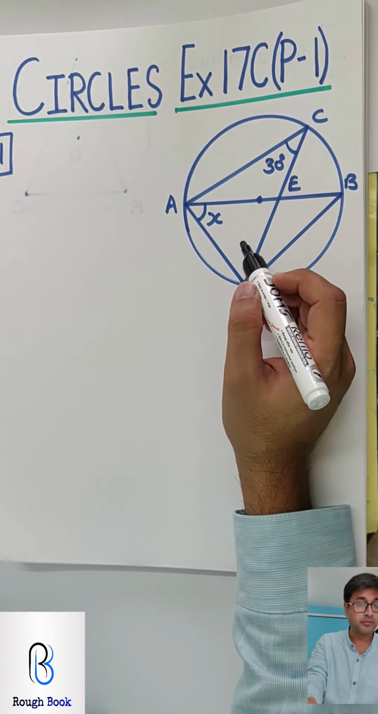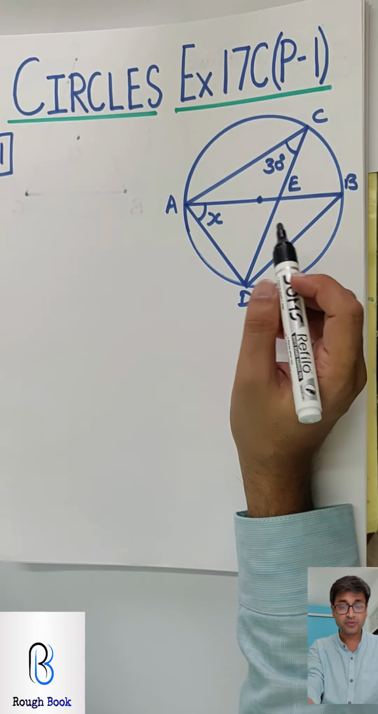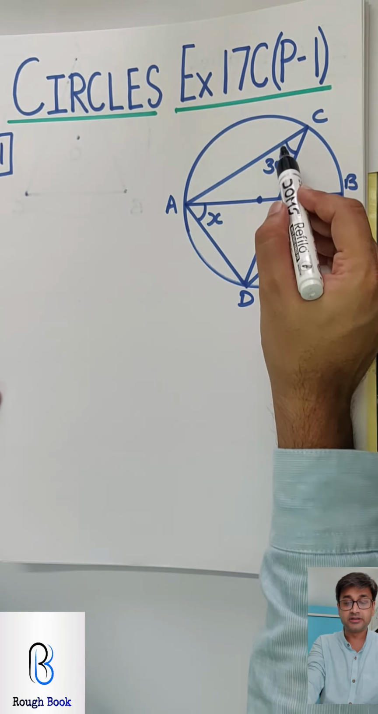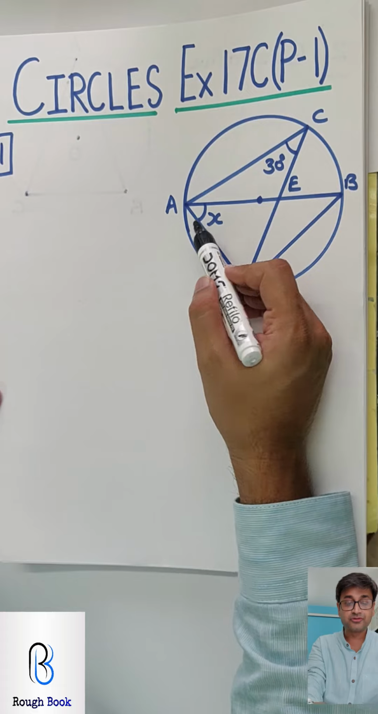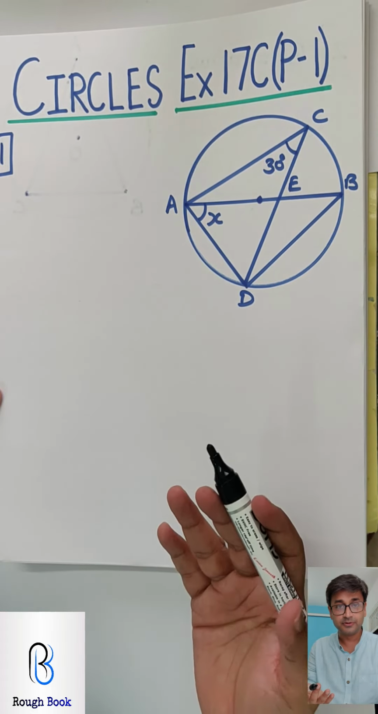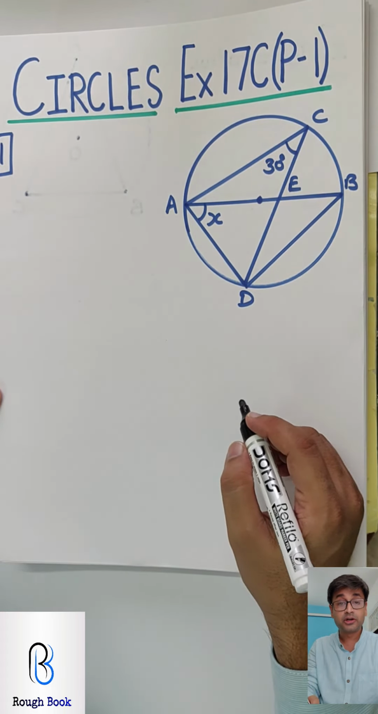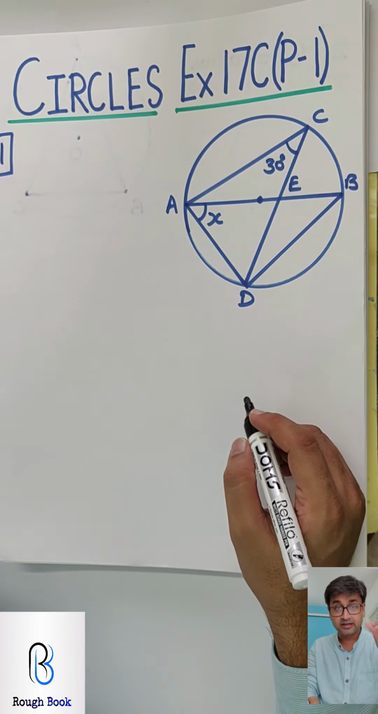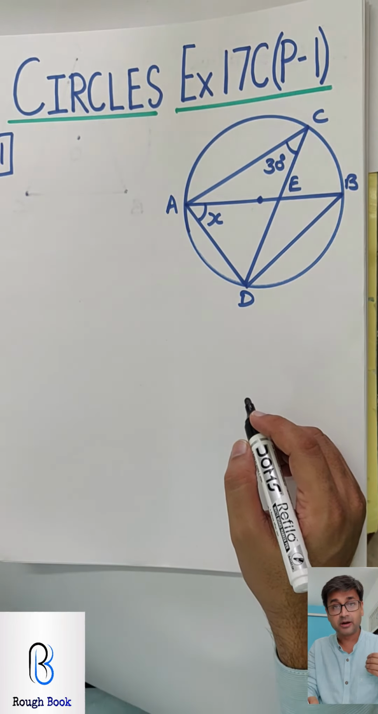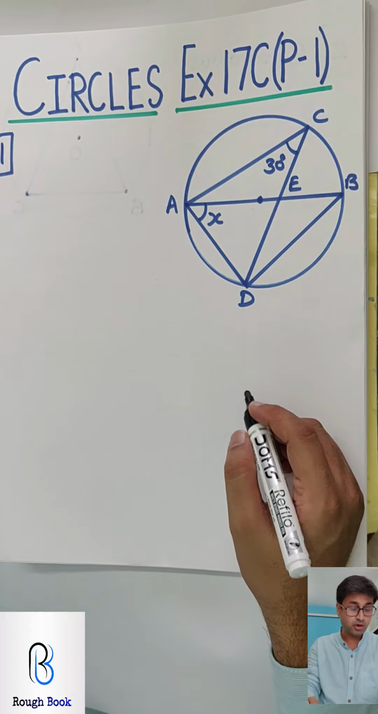Alright, this is your sum number 1 from exercise 17C. They say that AB is a diameter, this angle is 30. Your target is to find this angle X. Damn simple. So come on, pause the video, try on your own, write the entire sum, get the answer correct and only then come back. Alright. Okay, so let's go about it.